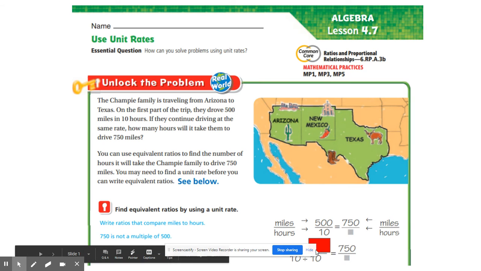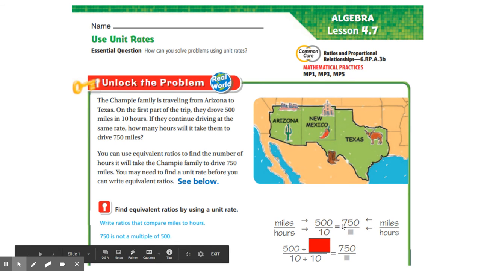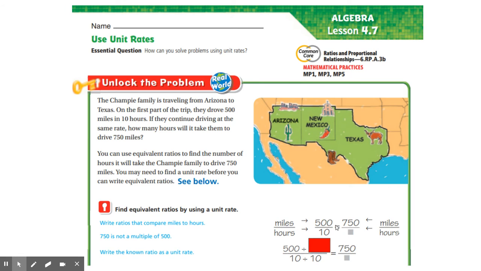So if we look down here at setting the problem up, they're doing this in miles per hour. So we may have, it's 500 miles in 10 hours. So we would drive 750 miles in how many hours? So this is not one of those problems where we can easily multiply 500 times a number to get 750. So this is one of those problems like I shared in our Zoom meeting where you have to reduce it to a unit rate first of all.